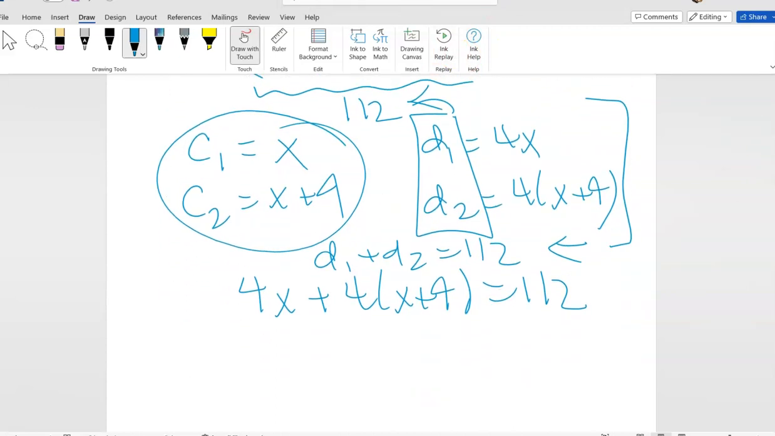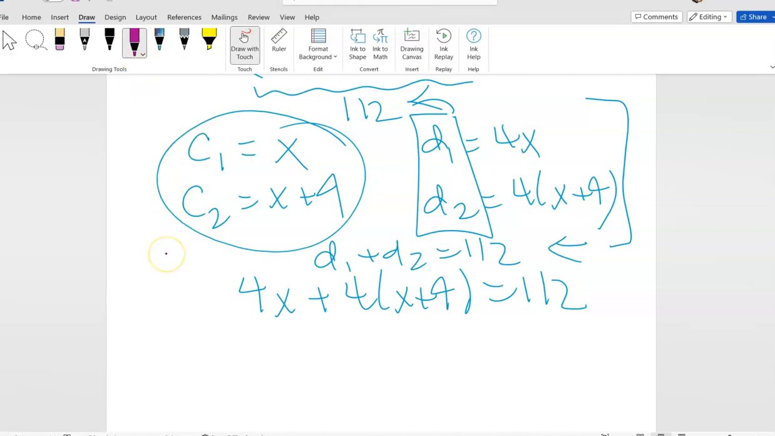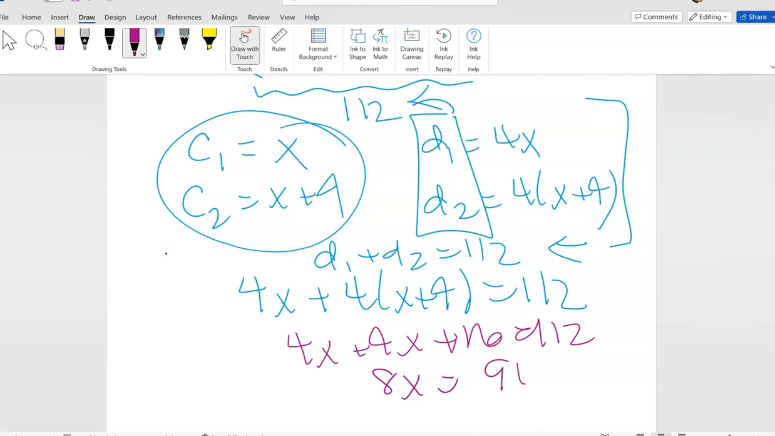You really can do it without the formal equation. This is kind of back to some of those ones we did earlier. Now I can solve this. 4x plus 16 equals 112. That's 8x equals, let's see here, 112 minus 16 is 96. And I'm going to divide by 8. x equals 12. And if one's going that, the other one's going 16 miles an hour. So 12 miles an hour and 16 miles an hour.